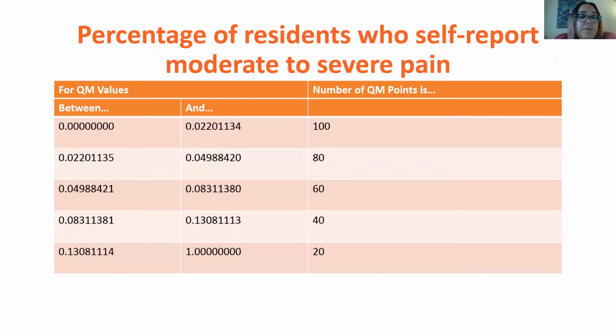You would hope that there are no residents in your facility experiencing pain. In reality, we know that that's not possible, but you want to get as close to 0% of your residents as possible, so that you have a healthy population that's not experiencing pain and doesn't have negative outcomes related to the pain that they're experiencing.